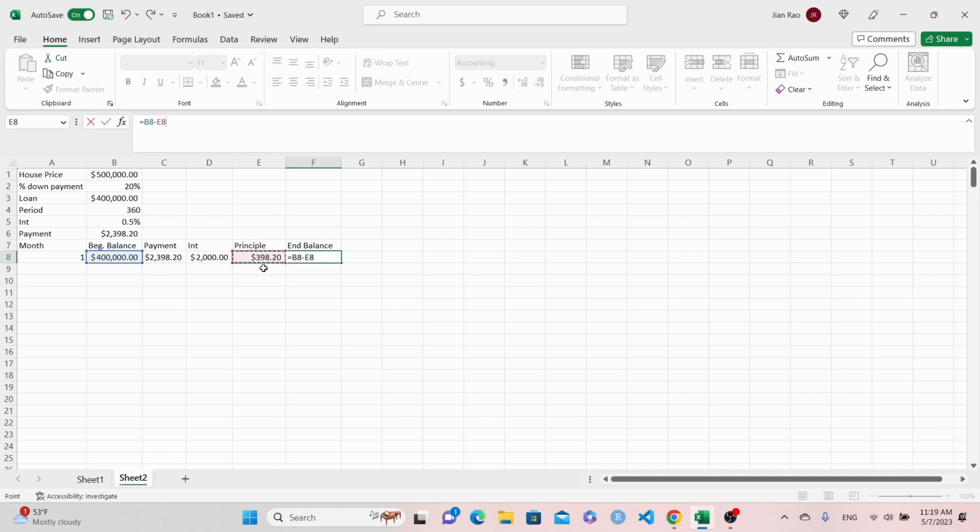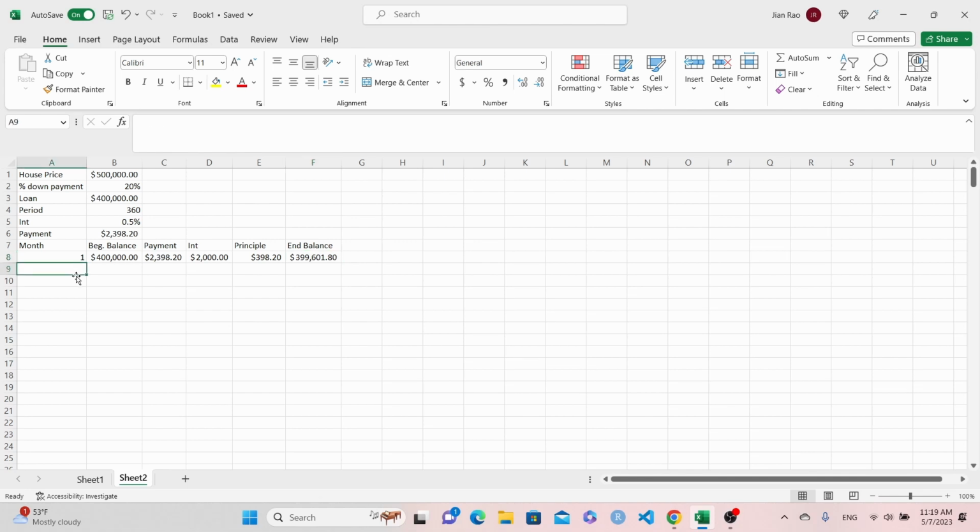The ending balance is the beginning balance minus the principal payment. Sometimes people make the mistake of using the beginning balance minus the total payment, which is wrong, because 2,000 of the payment is actually for the interest. So we need to subtract the principal payment. So the ending balance after you pay your first month's mortgage is 399,601.80.